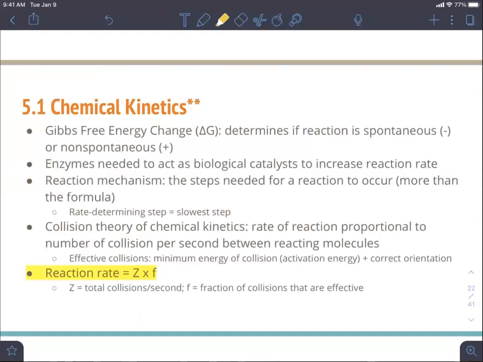In the body, we have enzymes that are needed to act as biological catalysts to increase the reaction rate. The reason these are important is that a lot of these reactions happen extremely slowly. They're so slow, they might take a whole lifetime to get through. And we need these reactions to happen in our body fast, fast, fast, because we need to stay alive. And so our body produces enzymes that act as catalysts.